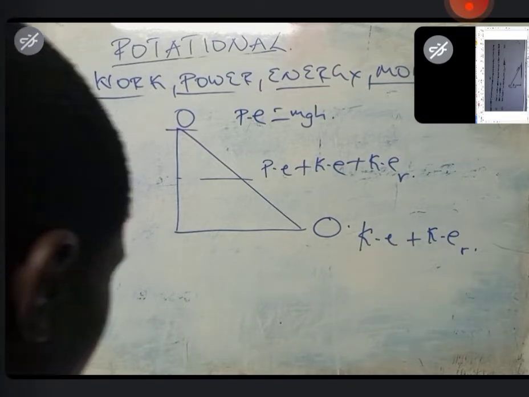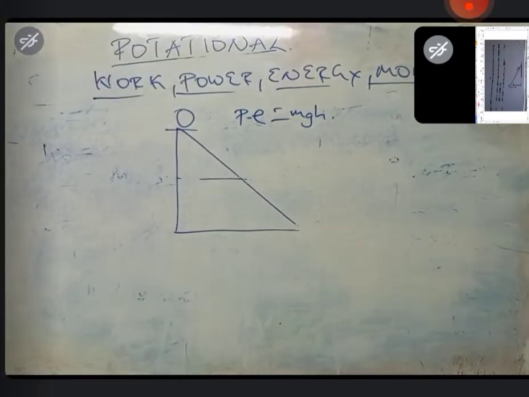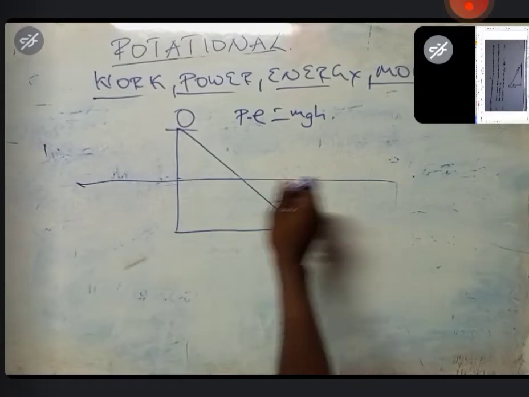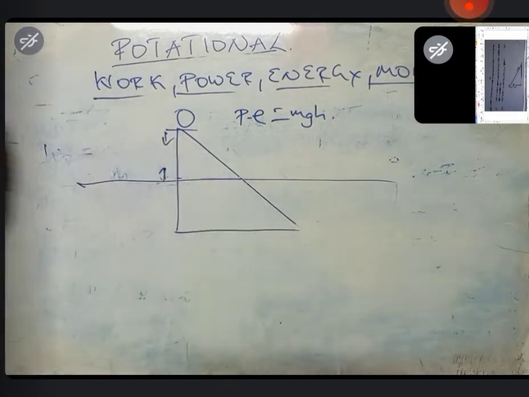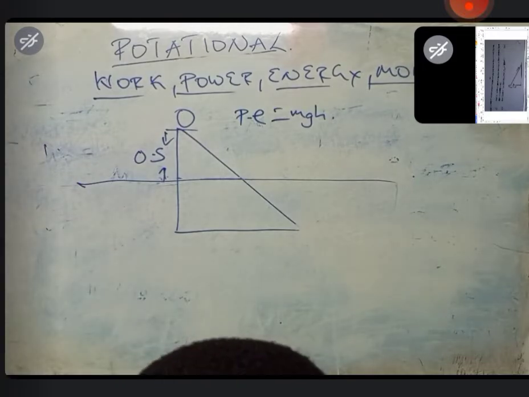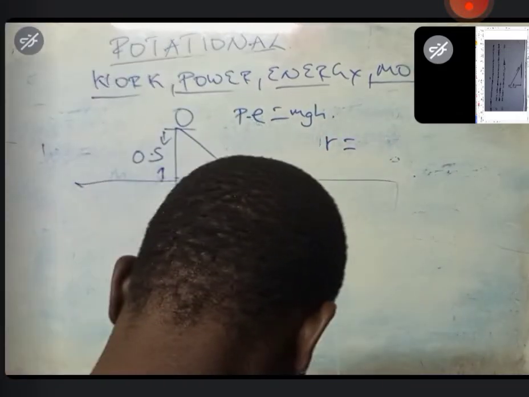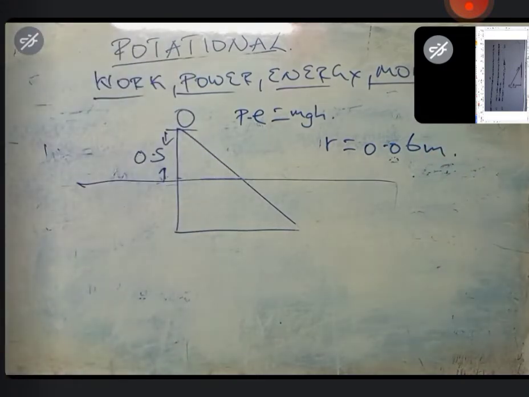So if we are to answer the given question, what are they saying? What is its linear speed when it reaches a point 50 centimeters vertically lower than its starting point? So consider the point, the 50 centimeters there, to be the ground. 50 centimeters converted to meters would be 0.5. The radius of the hoop is 0.06 meters. Are we together?